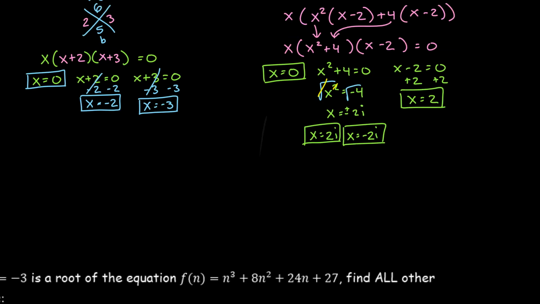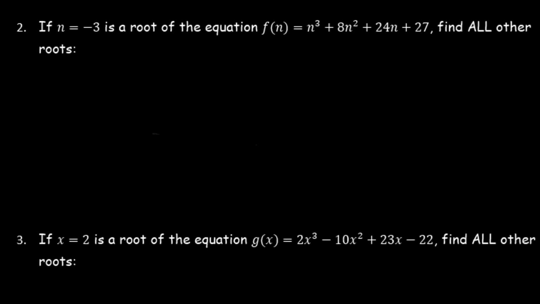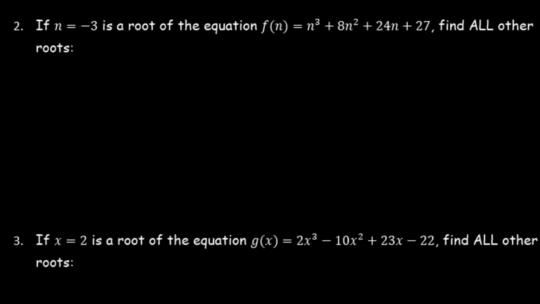All right. On to the next type of problem. If you have n equals negative 3 as a root of the equation f of n is equal to n cubed plus 8n squared plus 24n plus 27, find all the other roots. How do I do this?